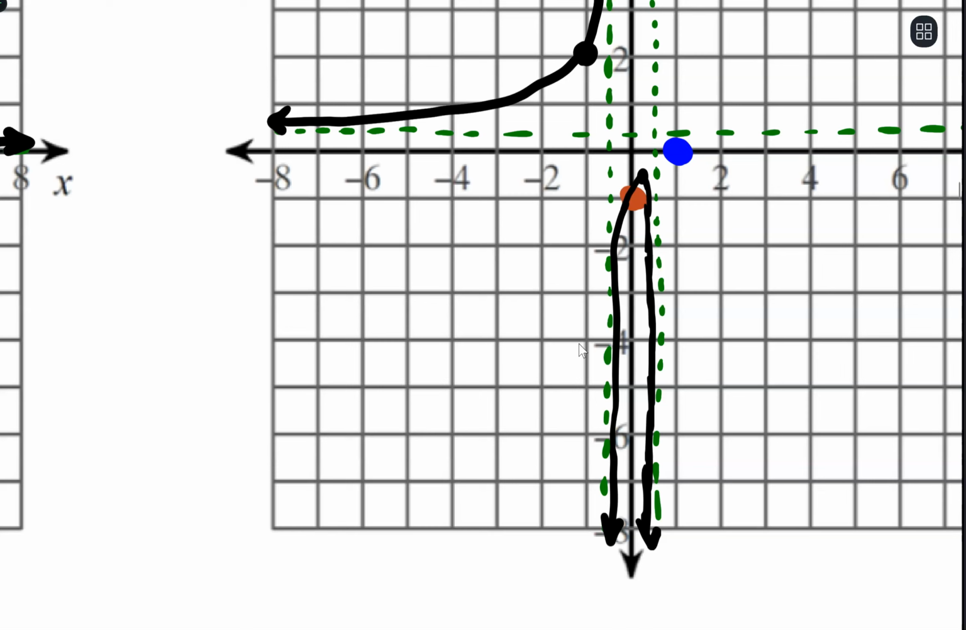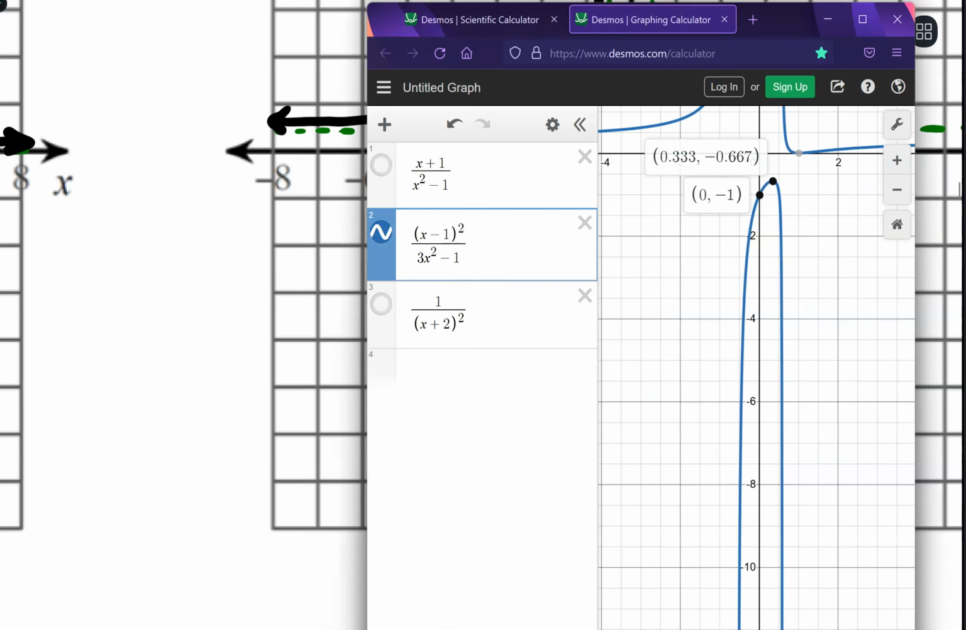All right. And then the last piece that we're looking at, so we should be going through this 0 of 1, 0.